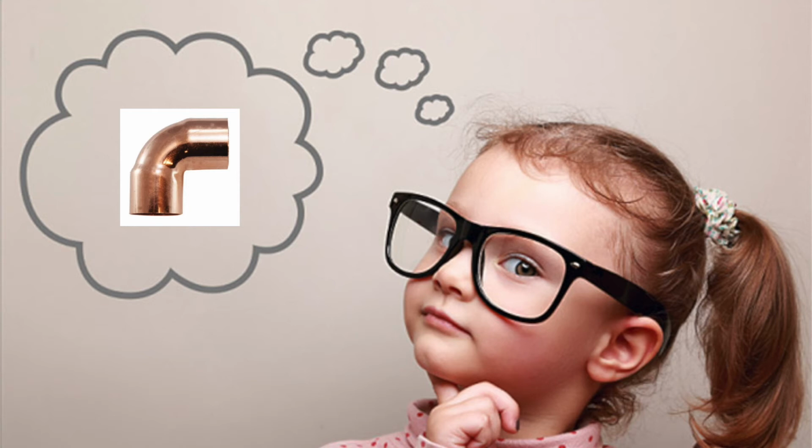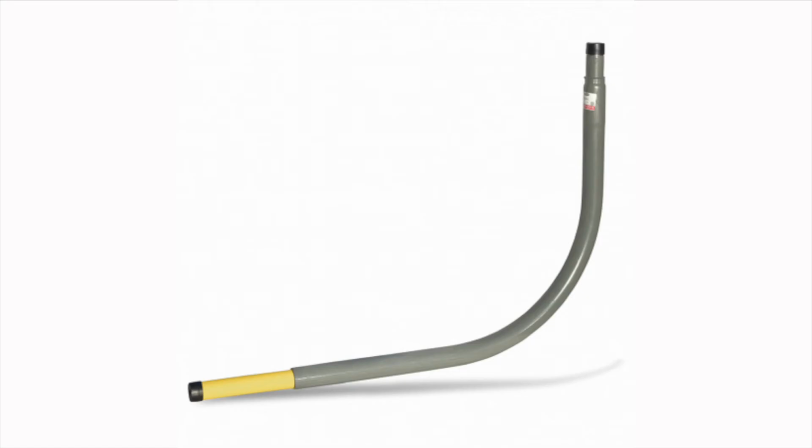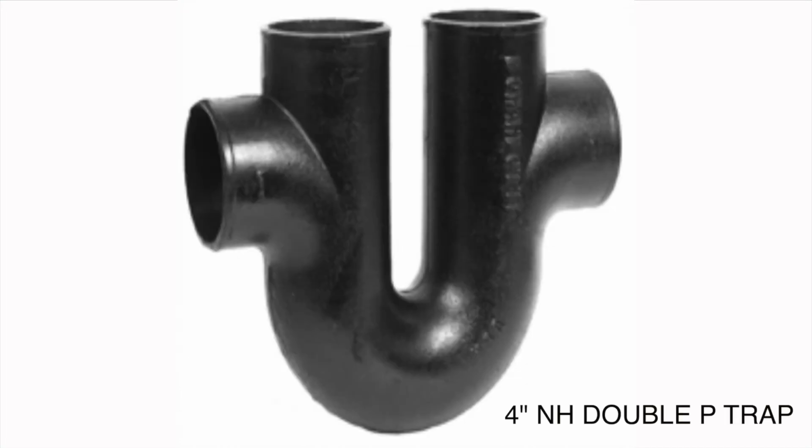All right, let's step it up and do a couple of harder ones. 1.5 poly transition riser. How about a 4-inch no-hub double P-trap?